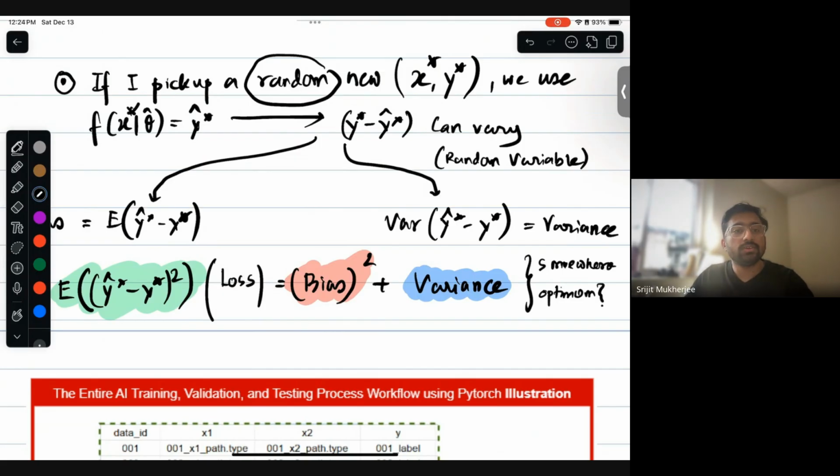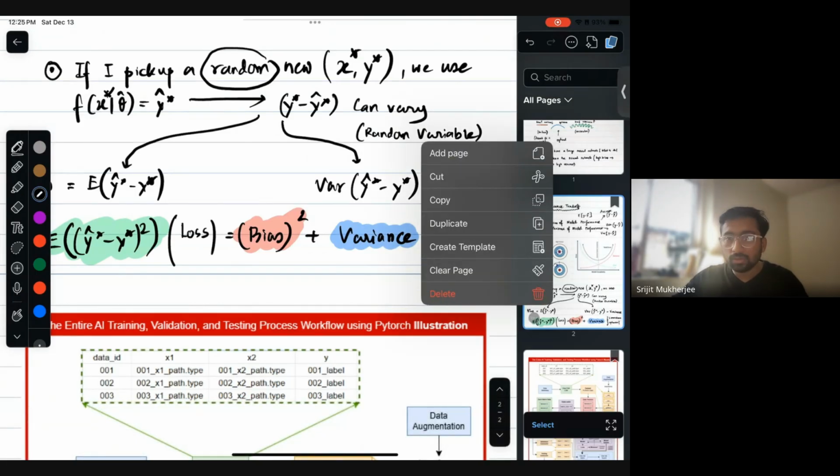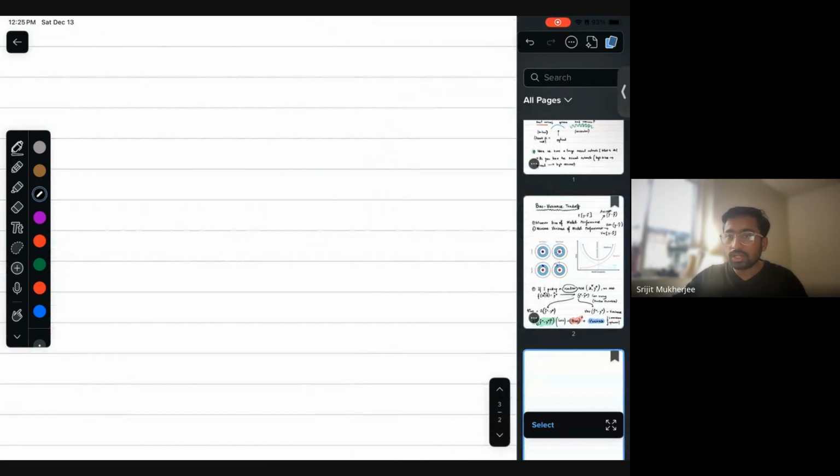Does it make sense, guys? All of you? Somewhere this is optimum. Right? All good? Anushka and Arav? Yes.